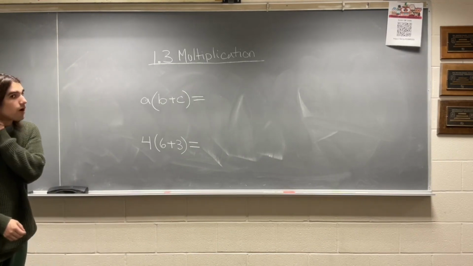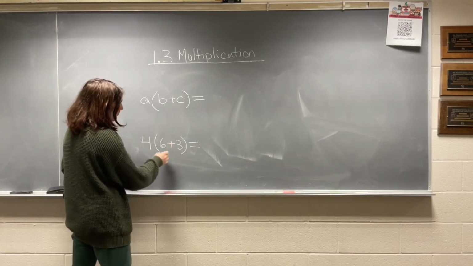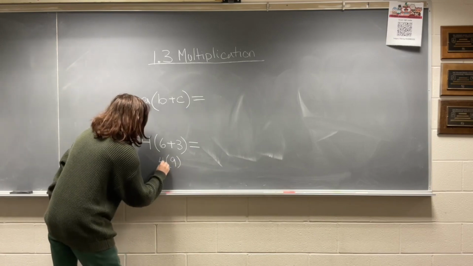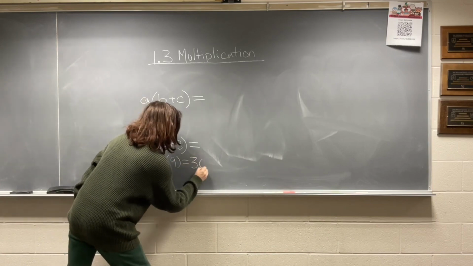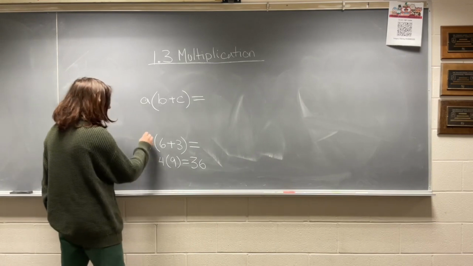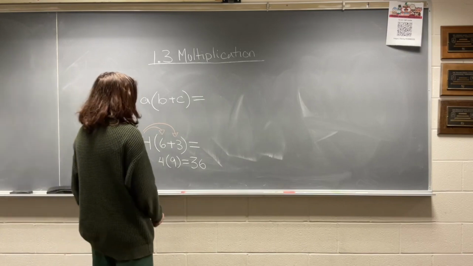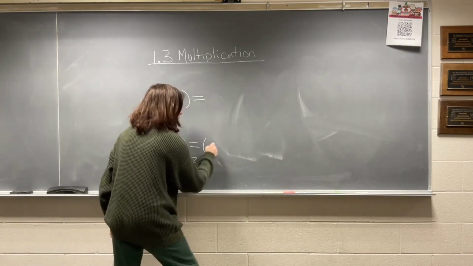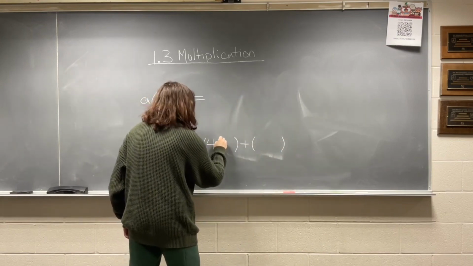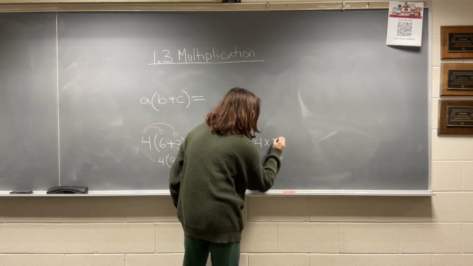We could have done the order of operations way, where we would do 4 times some number, but we have to do the things in the parentheses first. So we'd look at 6 plus 3, that's going to be 9. That's going to be 9 times 4, which is 36. Or what we can do instead is distribute this 4 to the 6 and distribute this 4 to the 3 in order to get 2 new parentheses here. And so what we get is 4 times 6 plus 4 times 3.